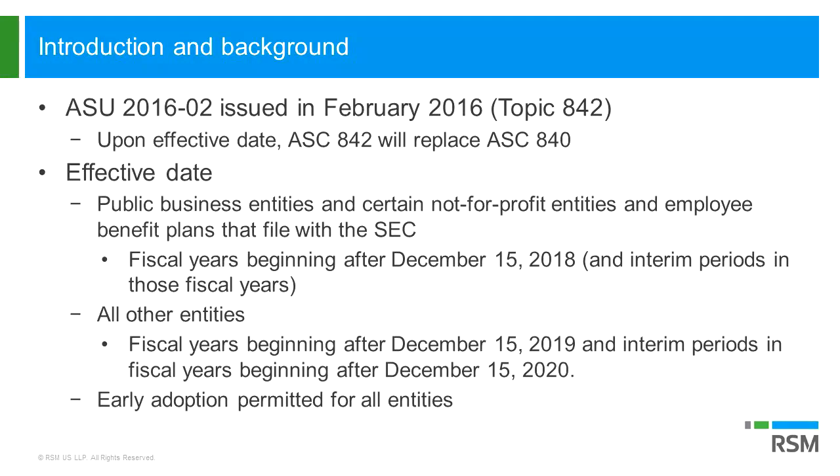The effective date of the transition for ASC 2016-02 is different, as it is for many of the standards. Public entities and certain not-for-profits and employee benefit plans that file with the SEC will adopt first, and that date is for fiscal years beginning after December 15, 2018. All other entities will adopt for fiscal years beginning after December 15, 2019, and any interim periods for fiscal years beginning after December 15, 2020. Early adoption is permitted for all entities.